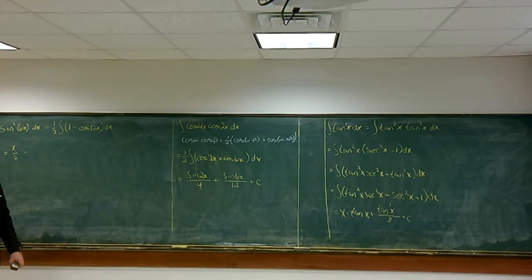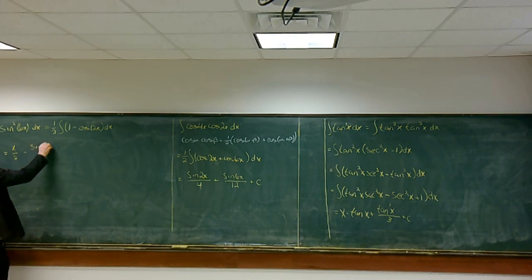Antiderivative of cosine of 12x. Sine 12x over 2. Or, not over 2, sorry. Sine 12x over 12 times a half. Sine 12x over 24.